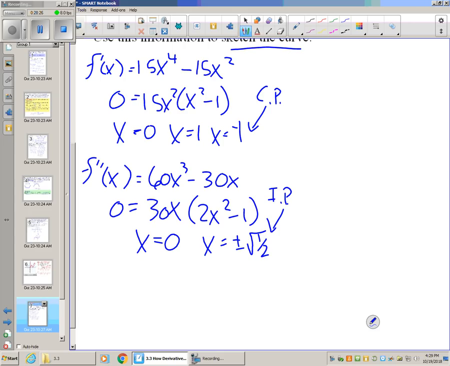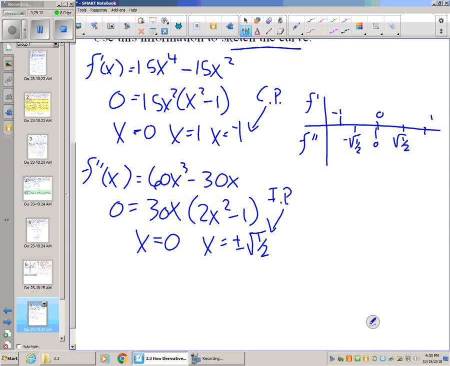Now, let's compare this on a number line. Let's look at these values on a number line. Here's f prime, here's f double prime. I'm just plotting these in the best order that I can. We're looking at -1, 0, and, let's see, what was the other one? 1. And our points of inflection were 0 again, and negative square root of 1/2, which is right here, and positive square root of 1/2, which is right here.